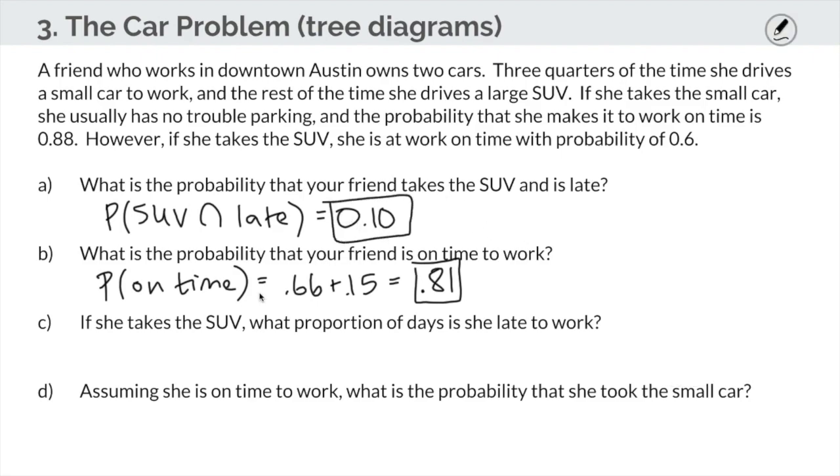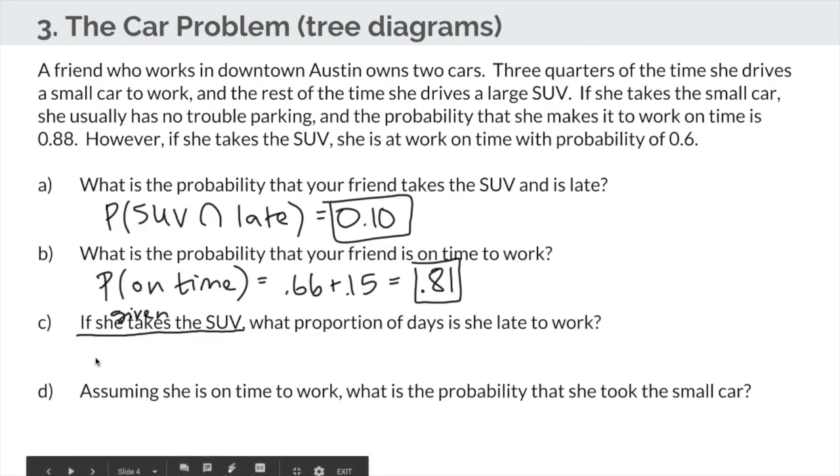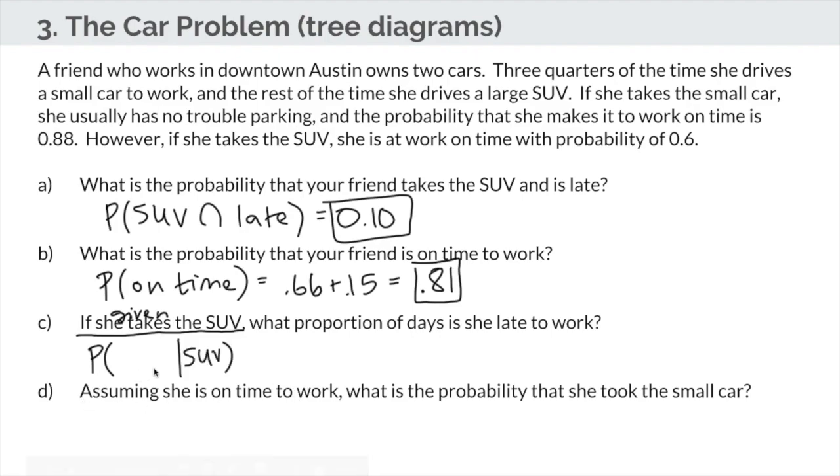Part C says if she takes the SUV, what proportion of days is she late to work? So this is a given. This means that given she takes the SUV, so only talking about days where she took the SUV, what proportion of days is she late? So writing that in notation, we always put what's given after the line, and we want to know what proportion of days is she late. So probability of late given that she took the SUV.